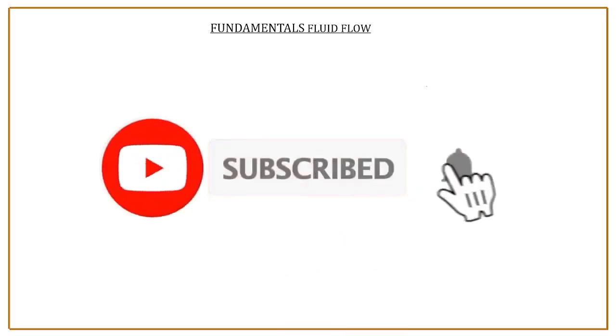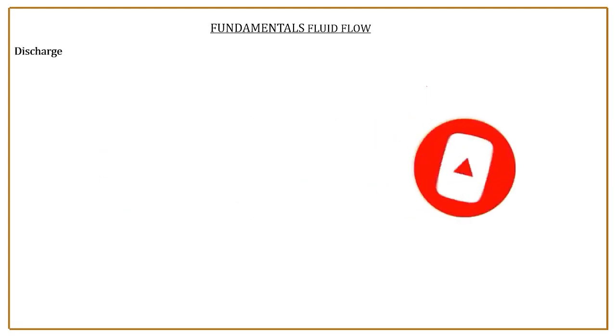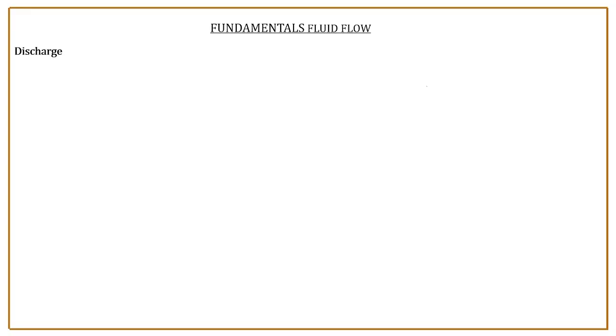First, let's discuss the fundamentals of fluid flow. We all know that discharge is represented by Q. Q is equal to AV. That is the volume flow rate. The unit of that is cubic meter per second.